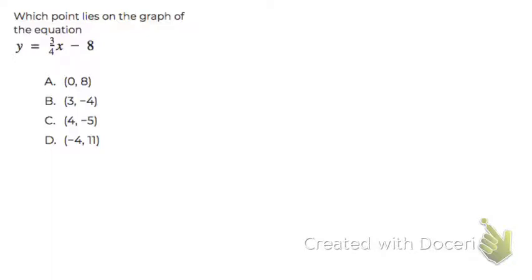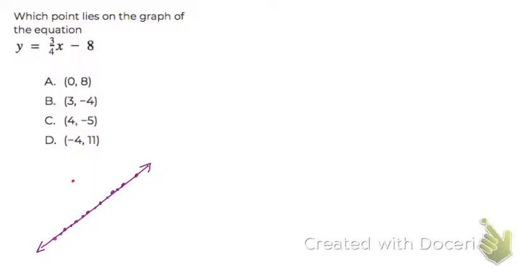Here we're asked which point lies on the graph of the equation. So let's imagine this is the graph of this equation. What this represents is a series of points with XY coordinates, and each of these points represents a solution to that equation. So one of these points, A, B, C, or D, is on this purple line.